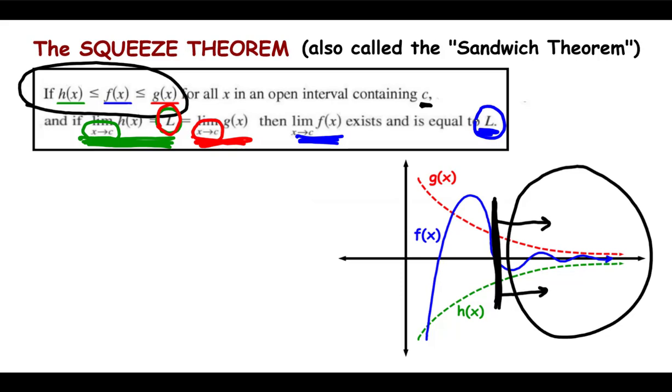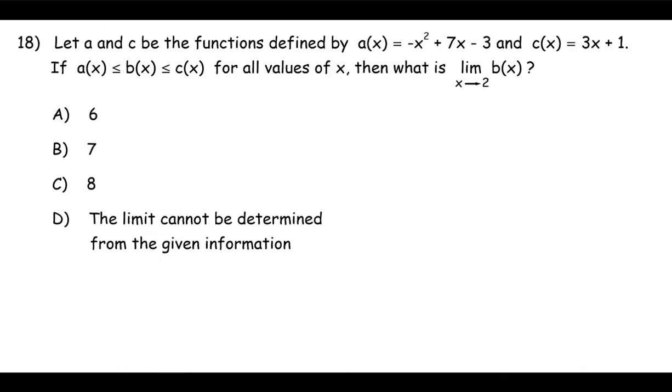Originally, I had said that there were going to be 20 examples. Well, that's not true. There's only 19, so you got a break. Here's number 18 with the squeeze theorem. Notice that I did not mention squeeze theorem by name. I want to see if you realize that's what's happening here.